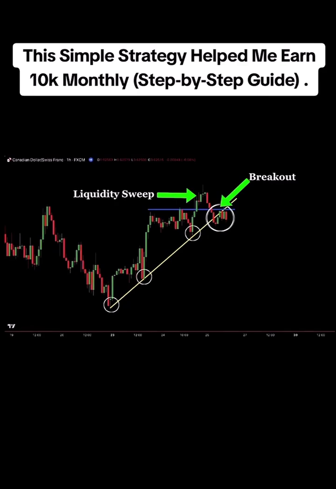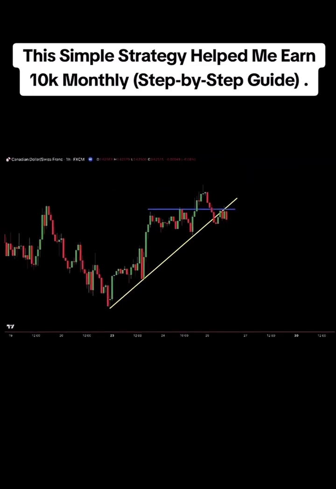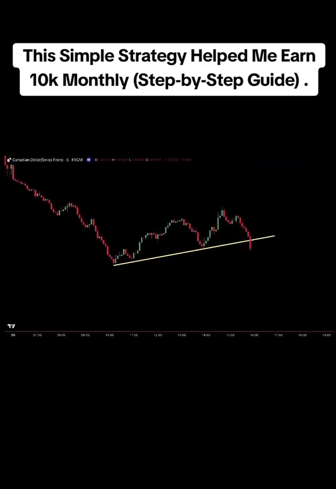If you're unfamiliar with liquidity sweeps, check out my channel where I have a detailed video explaining this concept. With the trendline breakout and liquidity sweep on the hourly chart, we have strong confirmation that supports our setup on the 5-minute chart. Returning to the 5-minute chart, here's how we execute the trade.